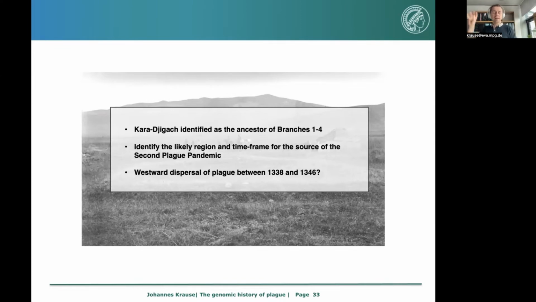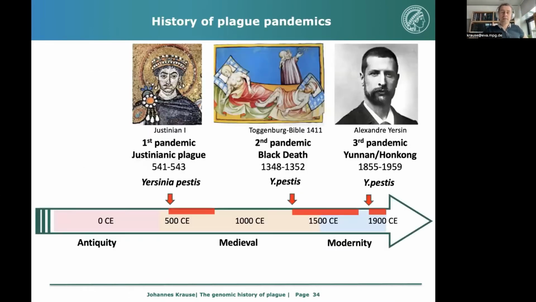It took like 8 years from the emergence in Kyrgyzstan to make its way into Europe, and then within 4 or 5 years spread all over Western Eurasia. This is, in a way, the story of the historical pandemics, and that's where we did a lot of work. We also worked on the Yersinia pestis plague, and I don't have time to talk about that today.